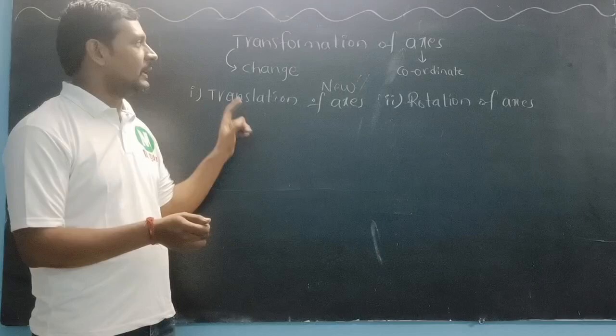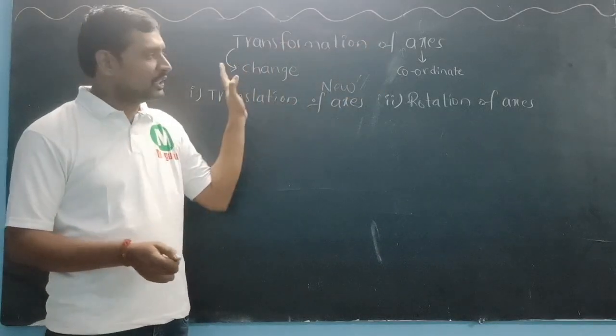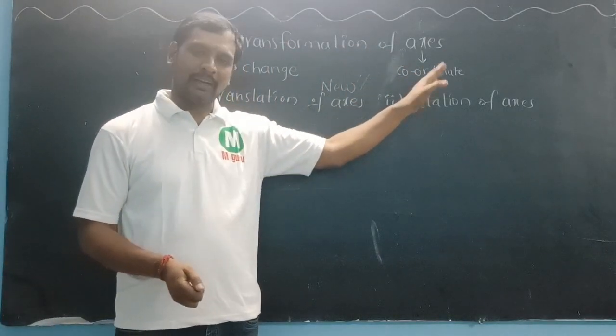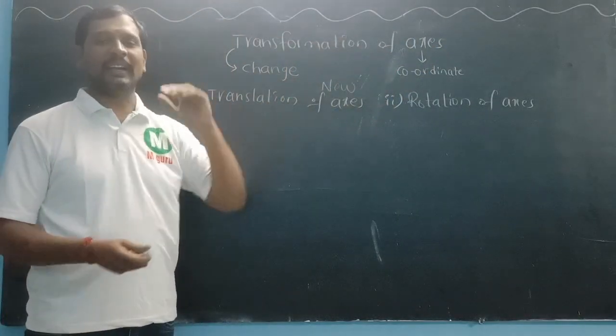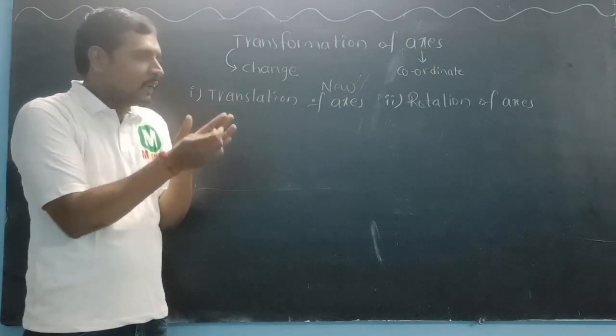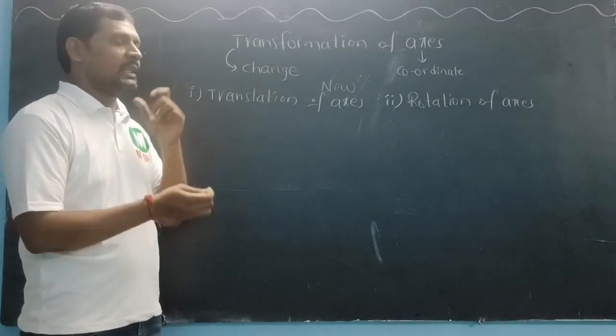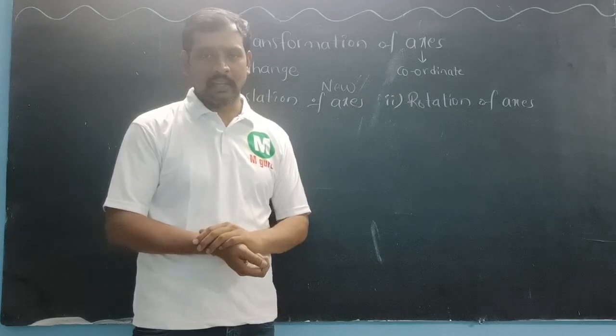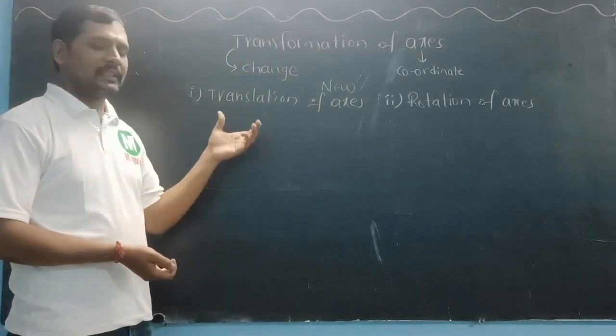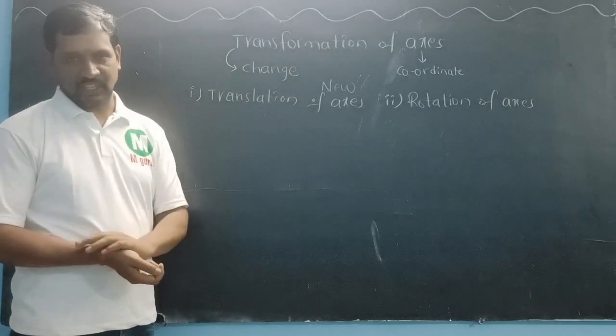So I think it is clear. Transformation is nothing but change of the coordinate axis. So when we are calling it change of coordinate axis, how are we changing? We are changing in two ways. One is called translation, the other one is called rotation. So first we see what is translation.